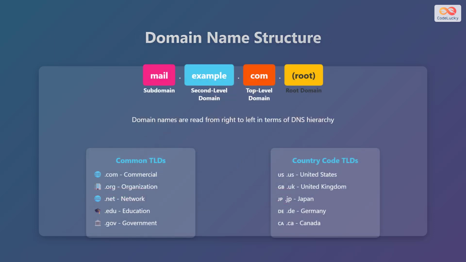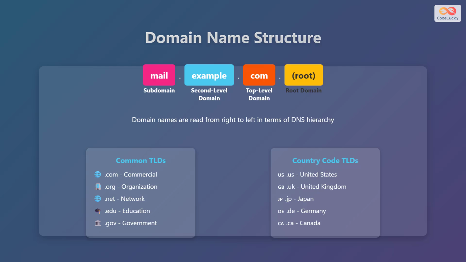Let us take a closer look at how domain names are structured. Starting from the left, we have the subdomain like mail. Then we have the second-level domain such as example. Next is the top-level domain like com. And finally, there is the root domain. It is important to note that domain names are read from right to left in terms of DNS hierarchy.